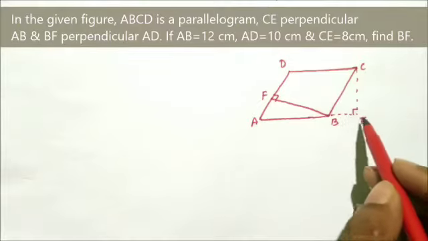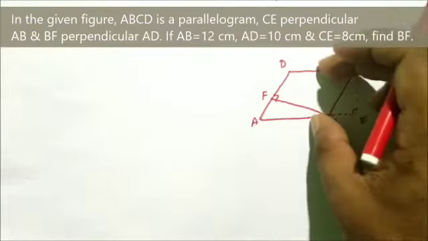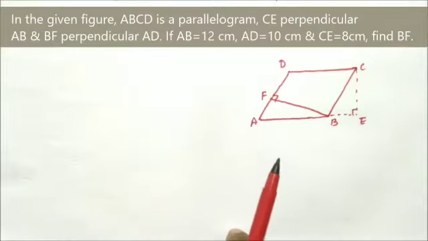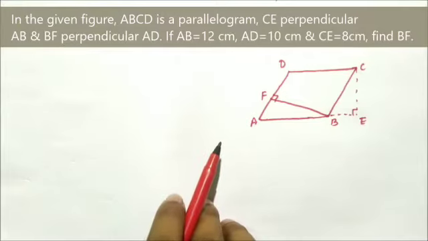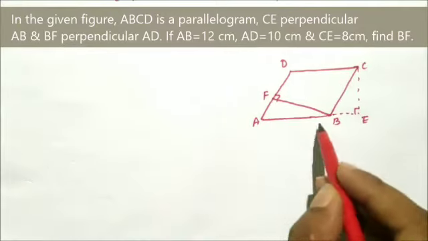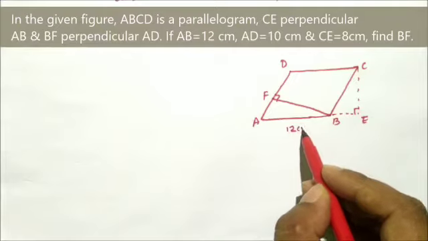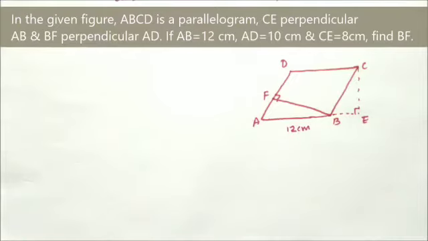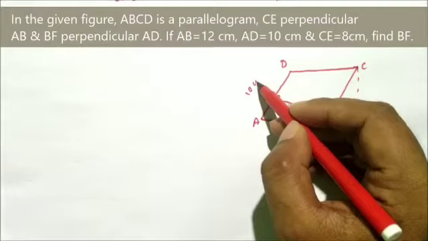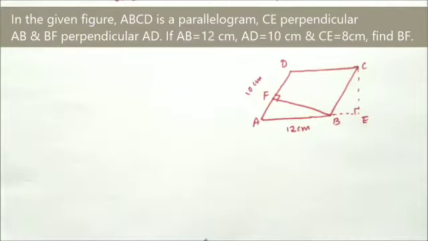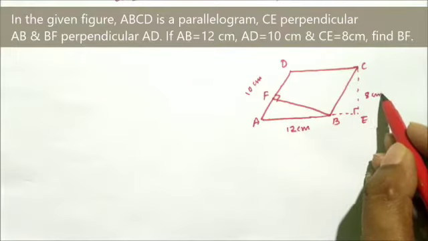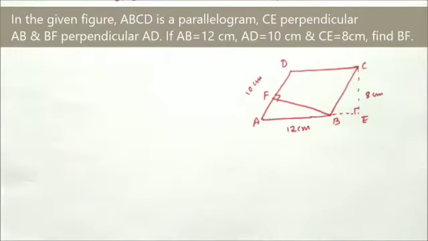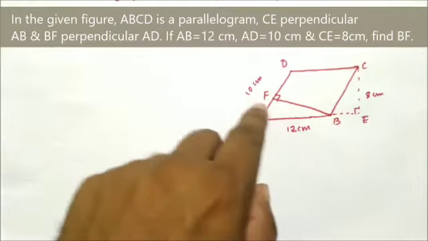That means it is the height, or altitude, you may say. And also BF is perpendicular on AD, and AB is given as 12 centimeter. This AB is given as 12 centimeter, correct? AD is given as 10 centimeter, so this is 10 centimeter, right? And CE is given as 8 centimeter, right? Now we are going to find BF, that means the altitude, this one.